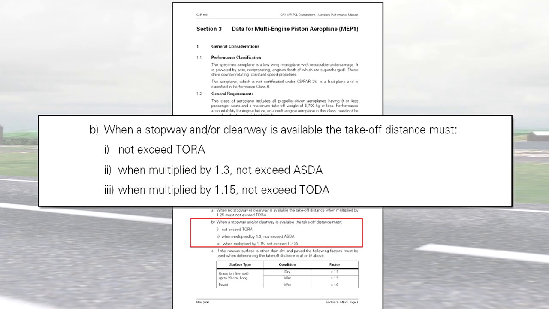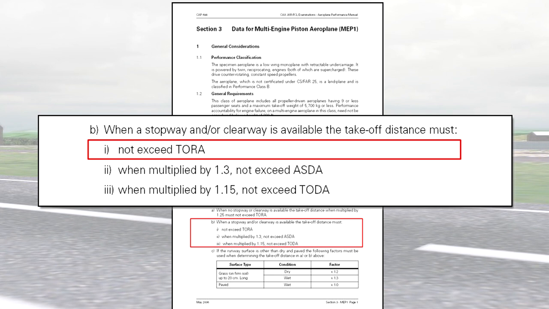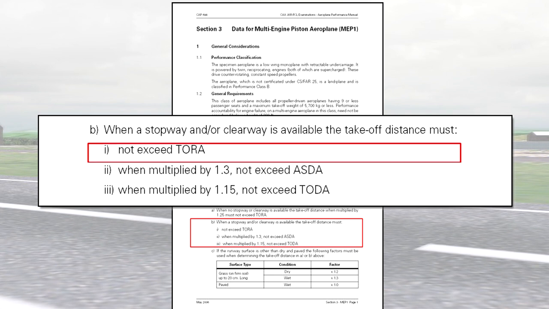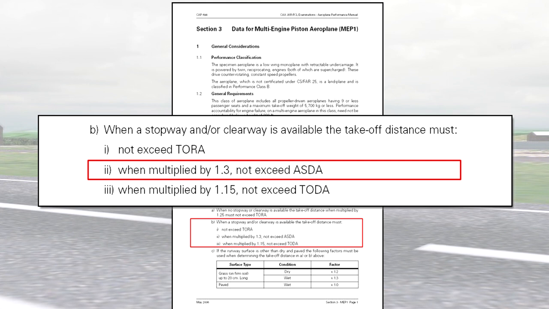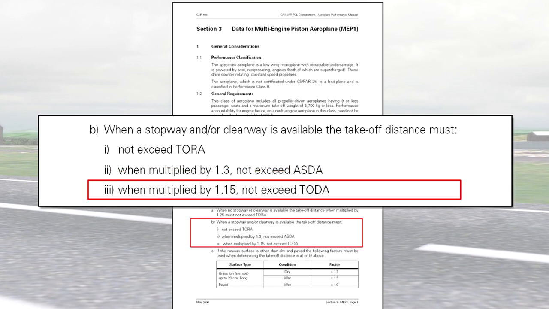If there are stopways and/or clearways, then the requirements are a little more complicated. At airfields with stopways and/or clearways, there are 3 regulatory concerns about the takeoff distance. Firstly, when a stopway and/or clearway is available, the takeoff distance must not exceed the takeoff run available. Secondly, the takeoff distance, when multiplied by 1.3, must not exceed the accelerate stop distance available. Thirdly, the takeoff distance, when multiplied by 1.15, must not exceed the takeoff distance available.